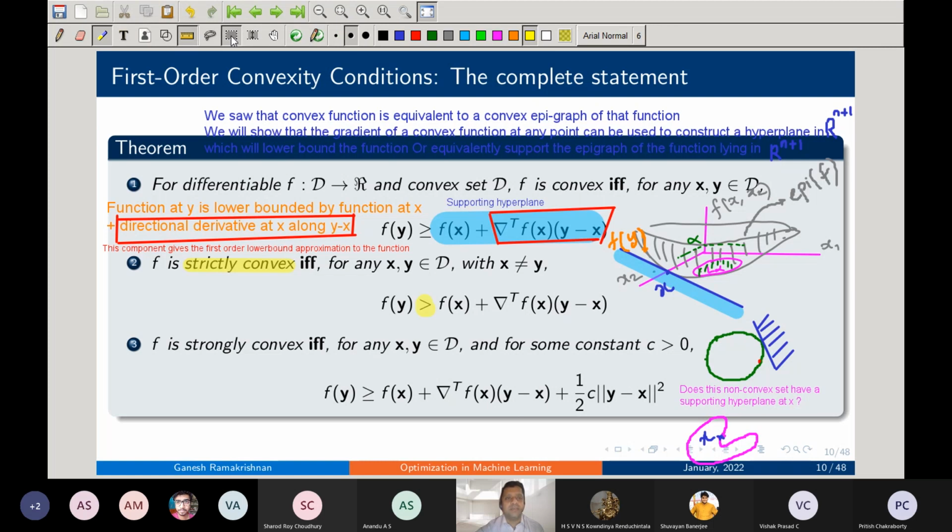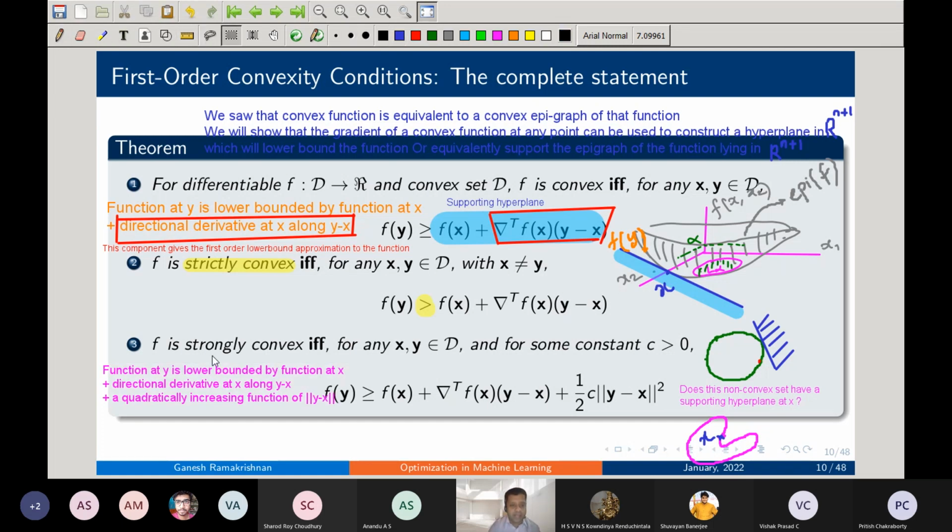I can just take the same sentence. Okay, so same sentence. I'm now going to put it here. What is happening is the function is lower bounded by the function at x plus the directional derivative along y minus x plus a quadratically increasing function of the norm of y minus x. So there's a little bit more gap.